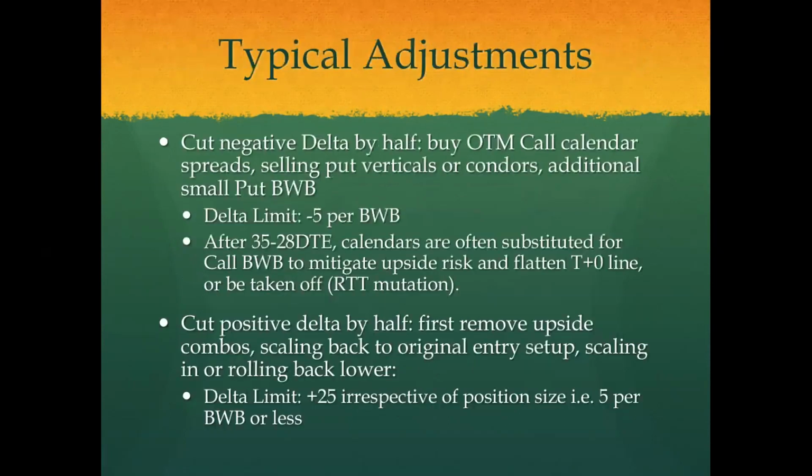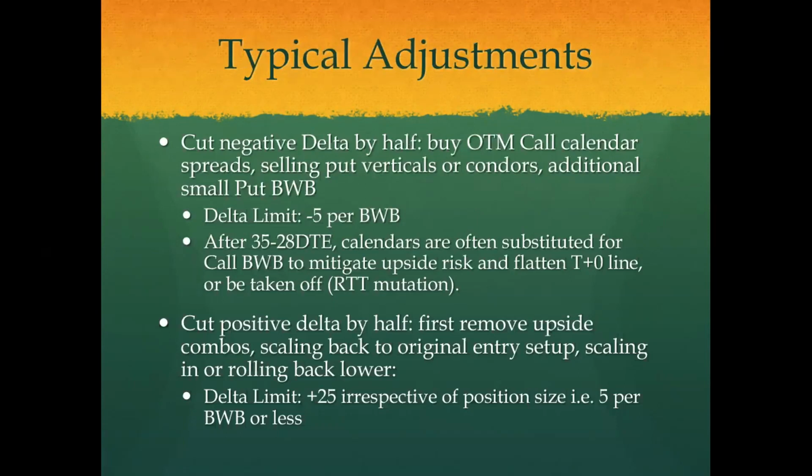So the typical adjustments, as I said earlier, could be anything under the sun. Generally, we're going to cut delta by half by adding on the upside an OTM call calendar, generally placed somewhat higher to provide some delta lift. If you place your call calendar too close to the money, it may have a bit of a vega relief, but it will not raise your delta. So I would say it has to be 1 to 2% above the money.